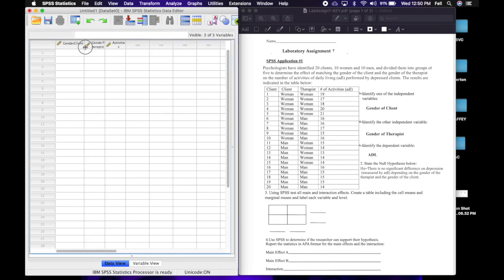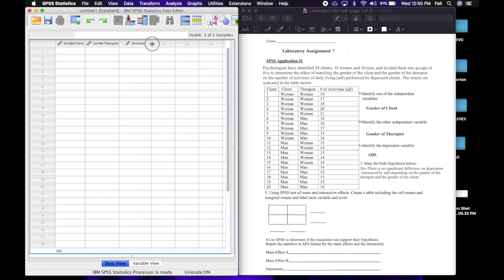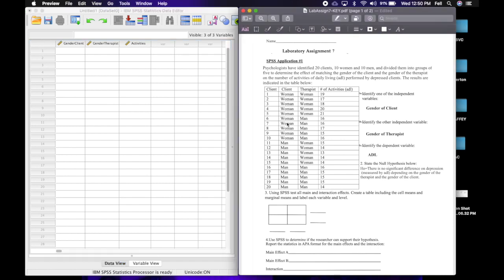and I'm going to expand these columns so that it's easier to read, and I'm going to begin entering the codes that we just discussed for my IVs. So the client woman we're going to code as 1, and it looks like the first 10 clients are all women, so I'm just going to code the first 10 with a 1, and then the second half, or the next 10 clients, so 11 through 20, we're going to code as 2, representing man. So the first 10 will be 1, and then the second 10 will be 2. Here I go.